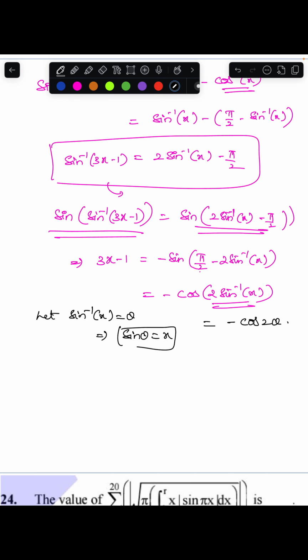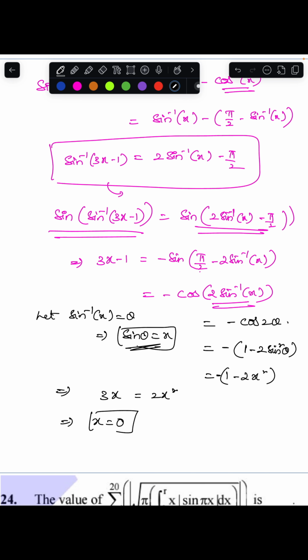But we already know sine theta. So I will write this as 1 minus 2 sine square theta. Just substitute sine theta, so we get minus (1 minus 2x squared). So taking this to this side, you will get 3x equals to, minus 1 cancels out, you will be getting 2x squared. So either x equals 0 or x equals 3 by 2.